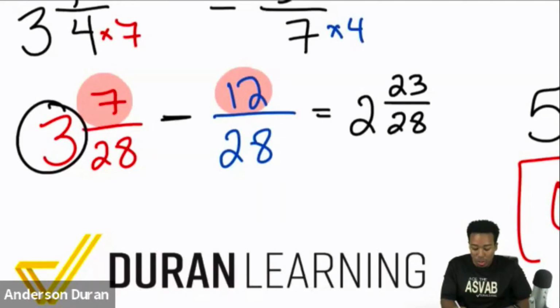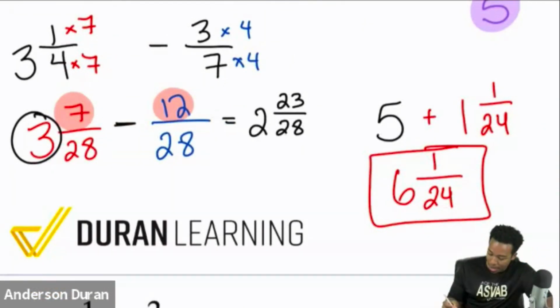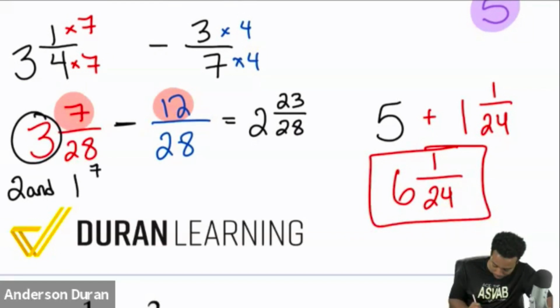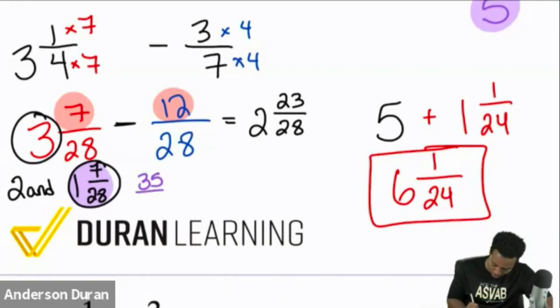Because here's the thing. I don't want anybody here turning this whole thing into an improper fraction. It's just not necessary. So what you can do, everybody, if I borrowed 1, so if I turn that 3 and 7 out of 28 into 2 and 1 7/28, I can turn just that one into an improper fraction, because all you have to do here is this. 1 times 28, 28. 28 plus 7, that gives me 35. And so I can actually say that this right here is 35 out of 28.